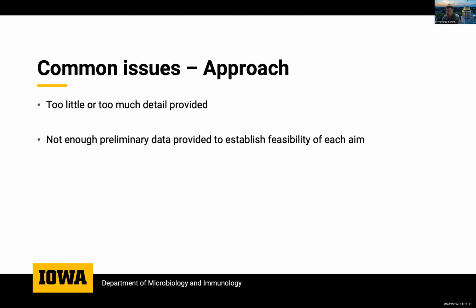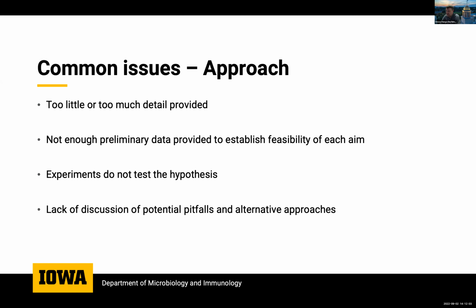Also, a common issue with the approach is not enough preliminary data are provided to establish the feasibility of the aims. The experiments don't test the central hypothesis. And then again, the most common one I see is a lack of discussion of any potential pitfalls or alternative approaches. And then no description of how the results will be interpreted. I've seen grants written with just the experiments and then a very small description of what the interpretations of the experimental results will be. And generally those grants didn't fare well.